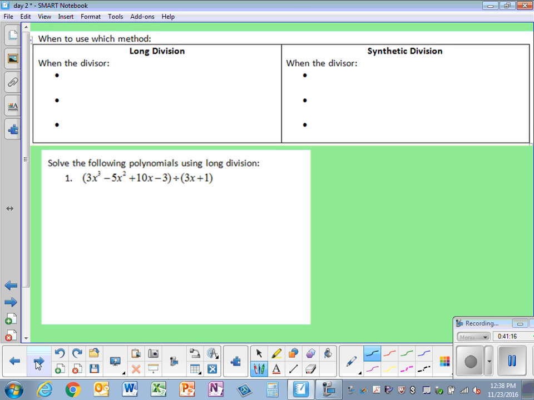Okay. So what to use for which method, right? We use synthetic division when your divisor is linear. So it's just a plain old x minus 1, or it's just a plain old x plus 2. That's when you can use synthetic.